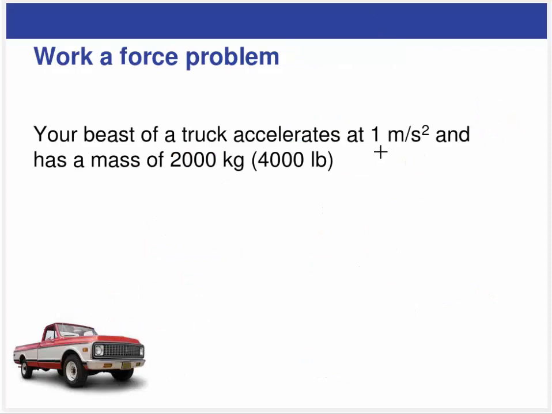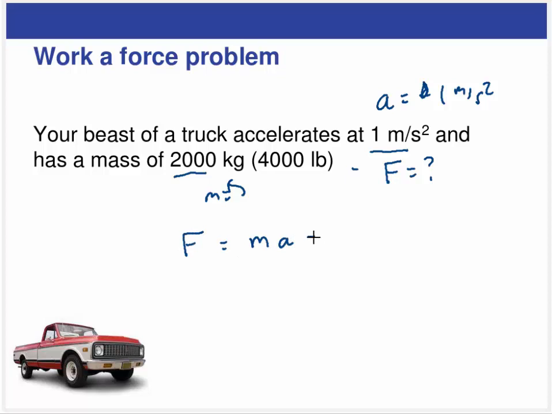Let's get a little bit of practice working a force problem, so go ahead and give this a try on your own for a second. So we're given that the truck's acceleration is going to be 1 meter per second squared, and we know that it has a mass of 2,000 kilograms, and what we're looking for is what is the force that is required. Well, force is going to be equal to mass multiplied by acceleration, so it's simply going to be 2,000 kilograms multiplied by the acceleration, which is 1. So it's going to be a force of about 2,000 newtons.